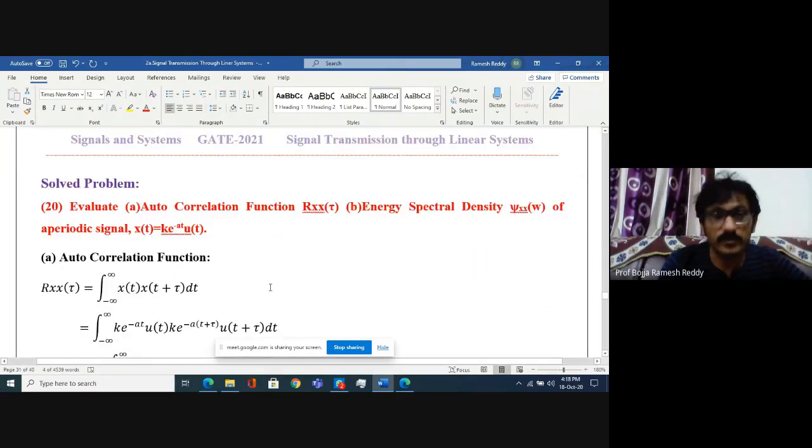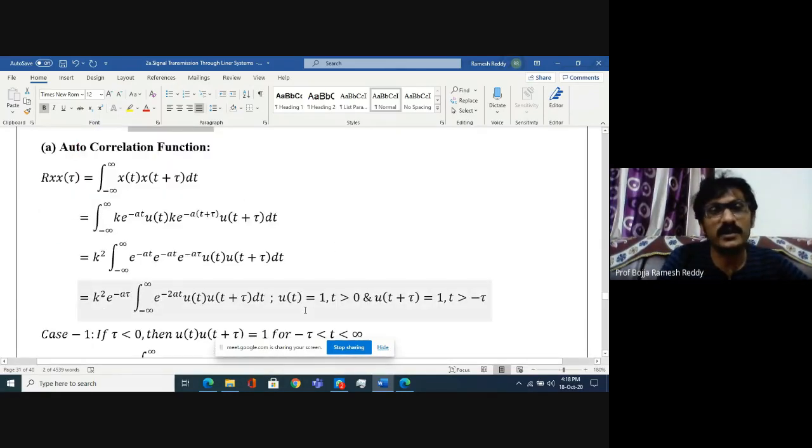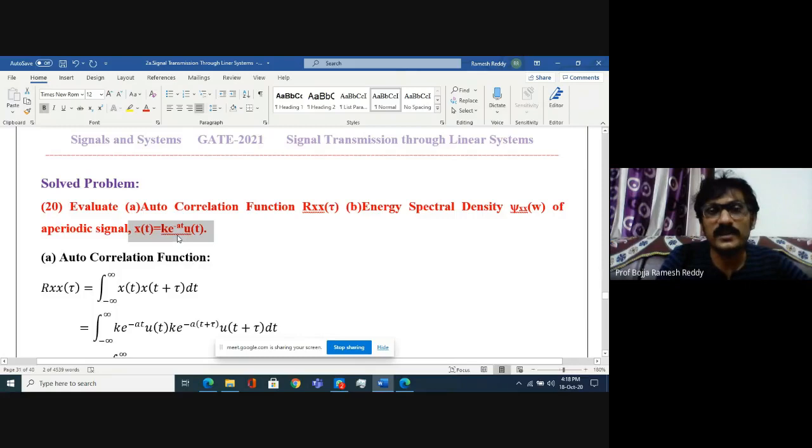Now see some problems here. Evaluate the autocorrelation function rxx of tau and the energy spectral density psi xx of omega of the signal x of t equal to k e power minus at u of t. For competitive examinations, no need to do the complete analysis. The general procedure I have given, but this is a standard question, and we have to know the answer.